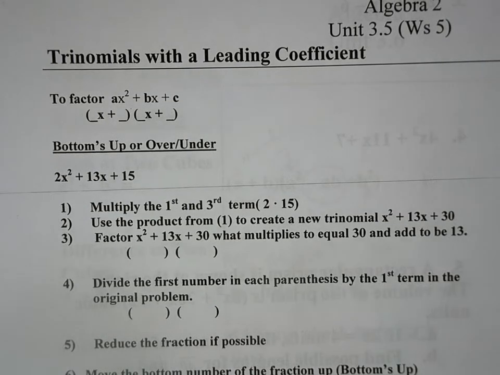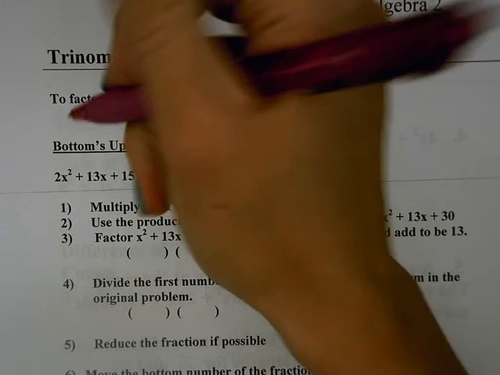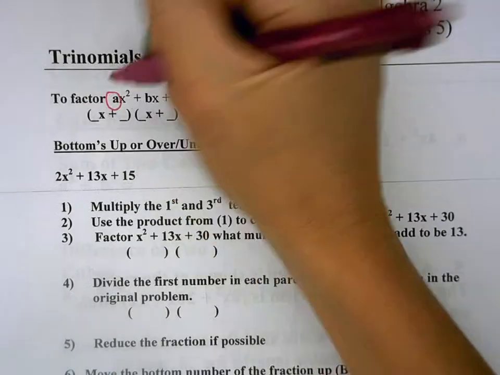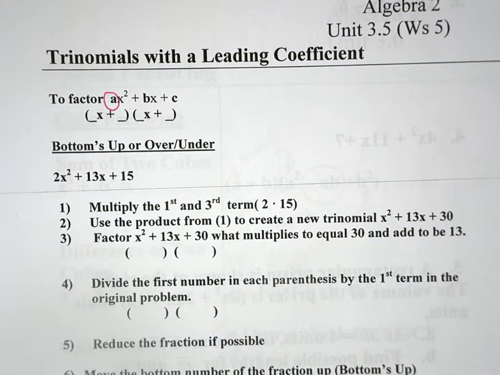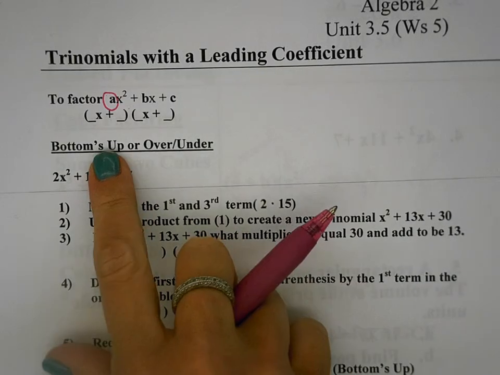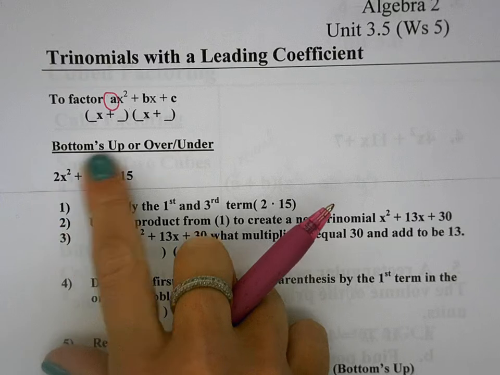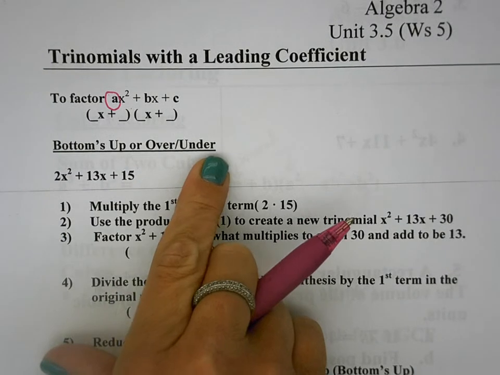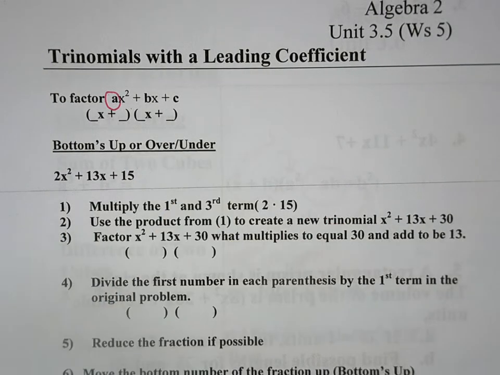Today we're talking about trinomials with a leading coefficient. Leading coefficient means that there is a number in front of your squared term. Okay? Some of you may have learned the method bottoms up. I usually call it bottoms up over under, because how we're going to teach it, you have to go over and under and then bring your bottoms up. So I just like everything to be in it.